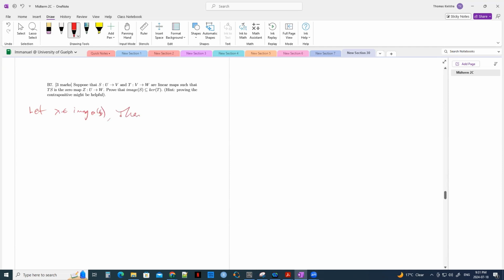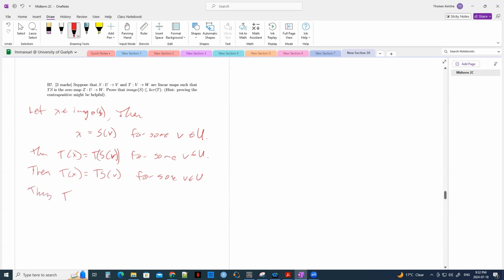S, then X equals S of V for some V in U. Then T of X equals T of S of V for some V in U. Then T of X equals TS of V for some V in U. Thus, T of X equals 0 as TS is the 0 operator. Thus, X is in the kernel of T.